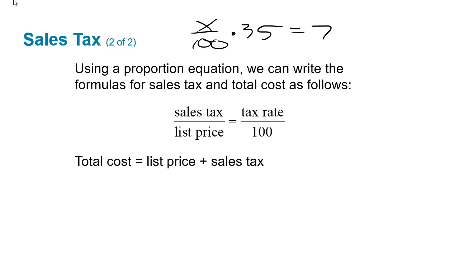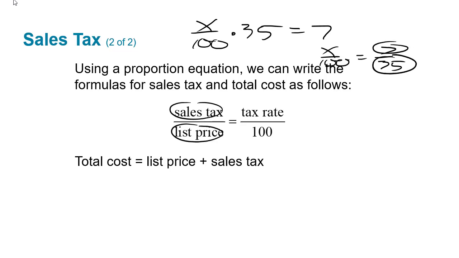Okay, well, to solve for x, we divide both sides by 35. So we get x over 100 equals 7 over 35. And then, of course, to solve for x, you would multiply by 100, because that's just to get it as a percentage instead of a decimal. Well, look at what this is. Here's sales tax over list price equals tax rate over 100, right?